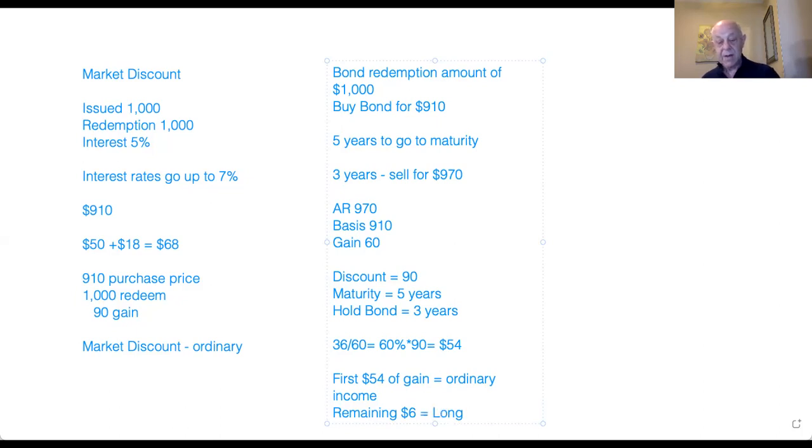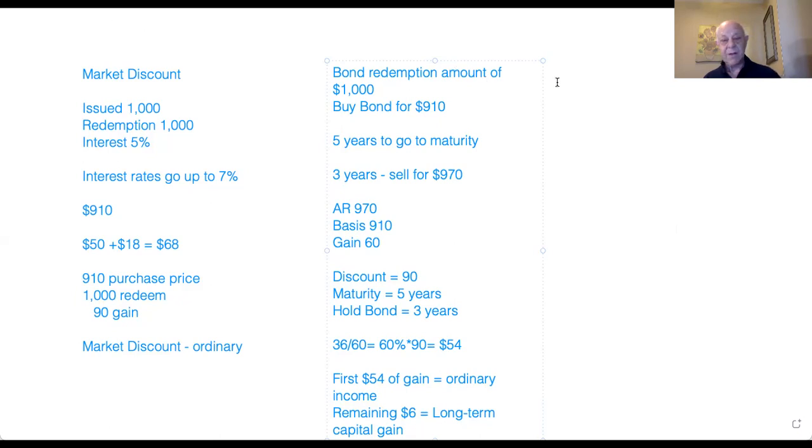So you can end up with long-term capital gain in this situation. And what that really means is that interest rates have gone down from the time that you bought the bond. And that's why the price has gone up by more than the accrual of the discount. So now we've got long-term capital gain of the $6, and we have $54 of ordinary income.